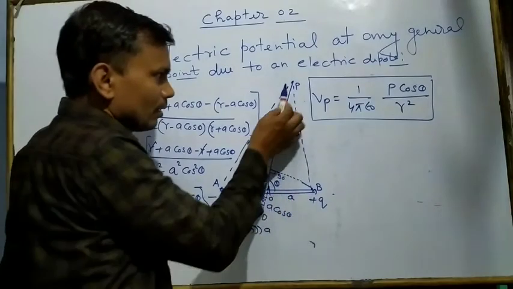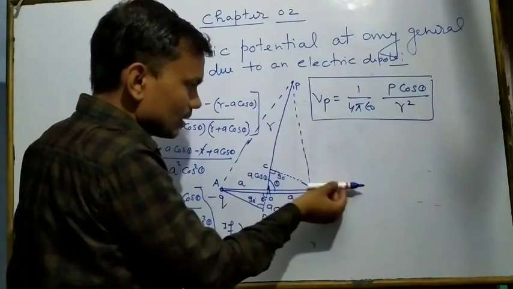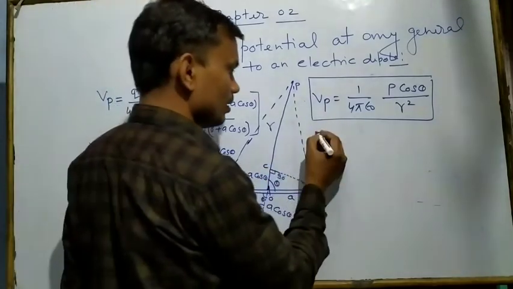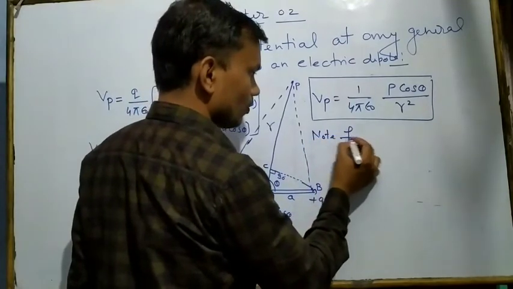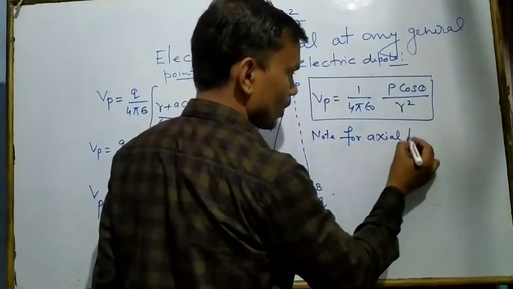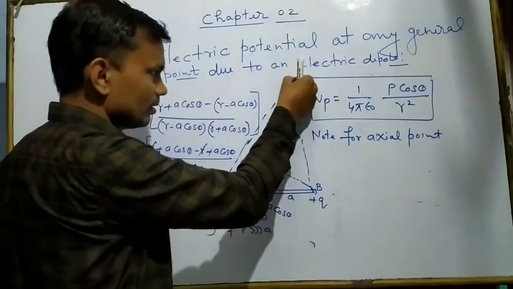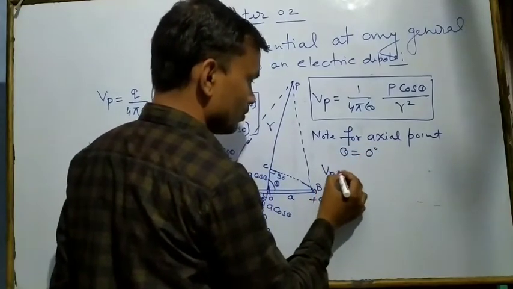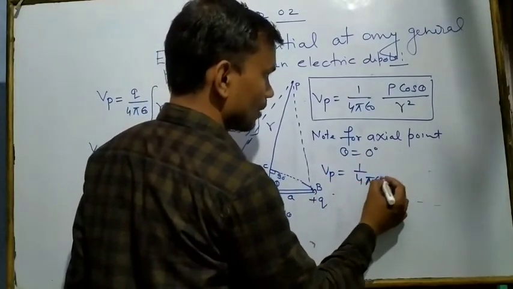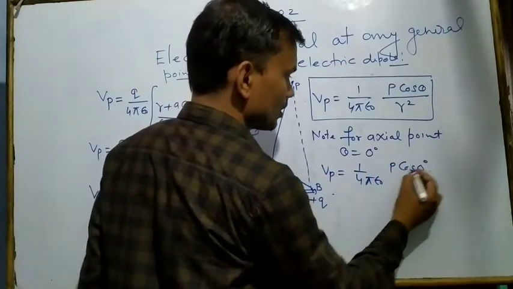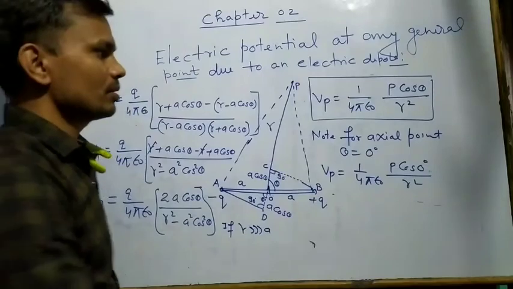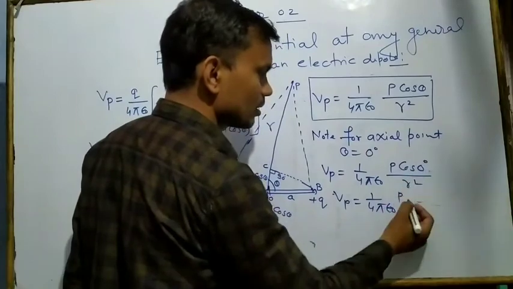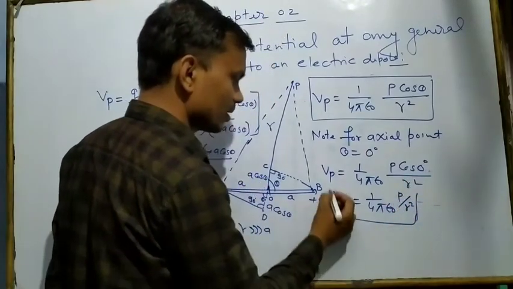When this point is lying in this direction, that is, on the axis, the angle theta is 0 degree. For the axial point, VP equals 1 upon 4 pi epsilon naught, P cos 0 degree, upon R square. So VP is equal to 1 upon 4 pi epsilon naught, P cos 0 upon R square. Here you see we are getting a similar result.